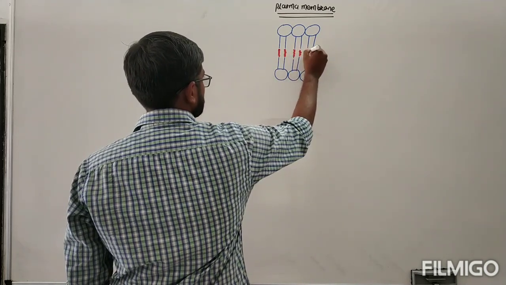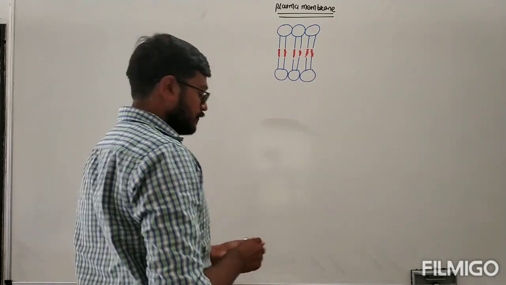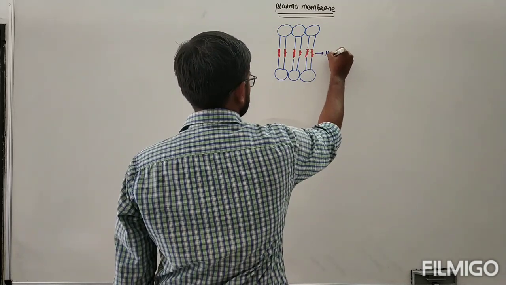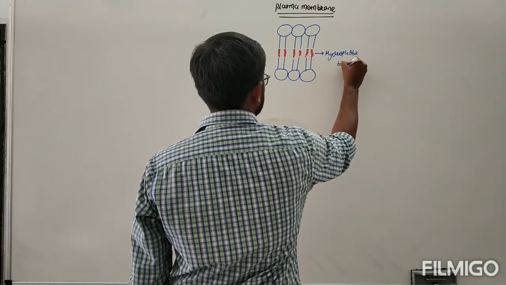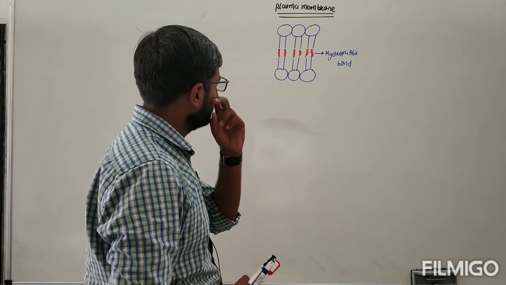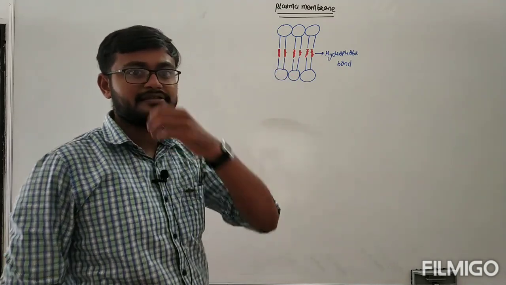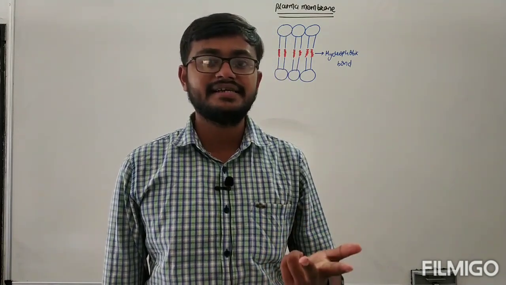The bond formation is carried out over here, and the bond which is formed between two different fatty acids is termed a hydrophobic bond. These bonds are termed what? Hydrophobic bonds. Now see, from the states of matter you know that there are three states of matter: solid, liquid and gas.